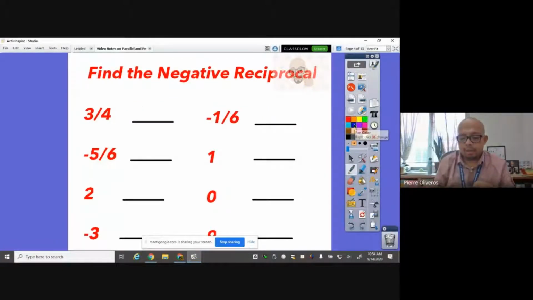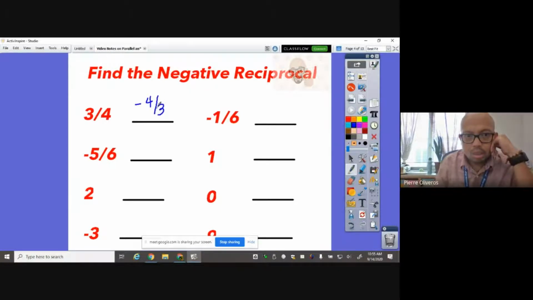Okay, so I have given you time to find the negative reciprocal. Now it's time for us to check if our answer is right. So that's 3/4, so this will be negative 4/3. That's negative, so this will be a positive here. The 6 will go up and the 5 will go down. 2 is a positive, so I know this is negative now.